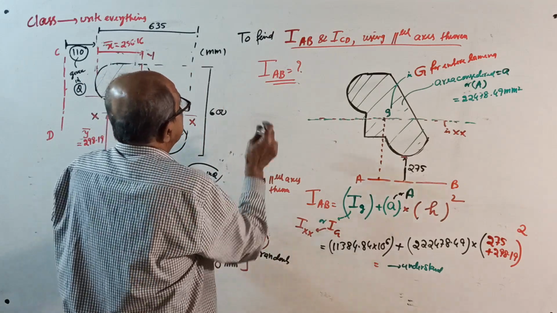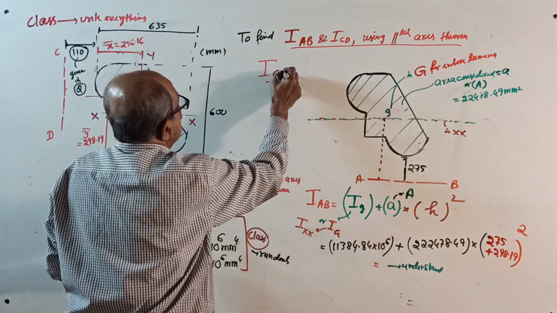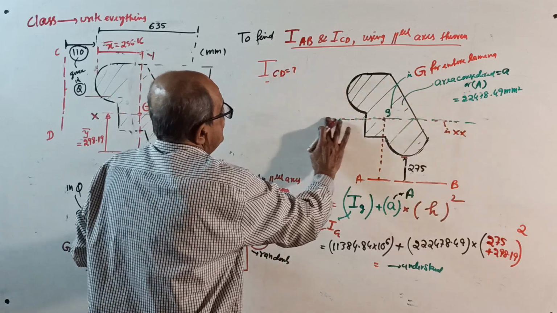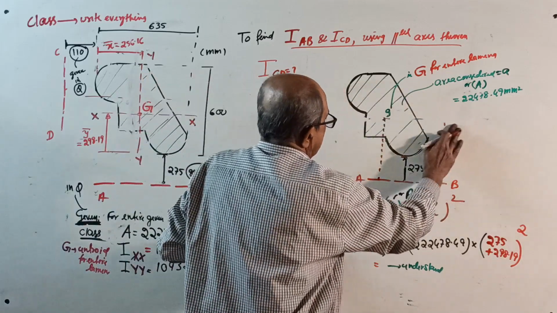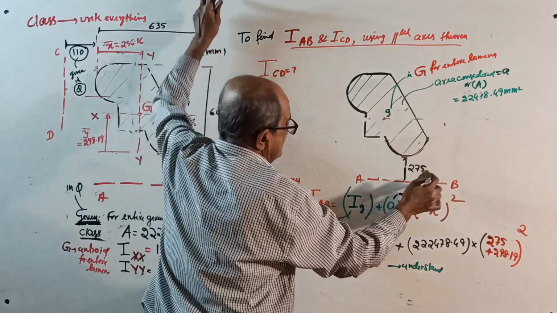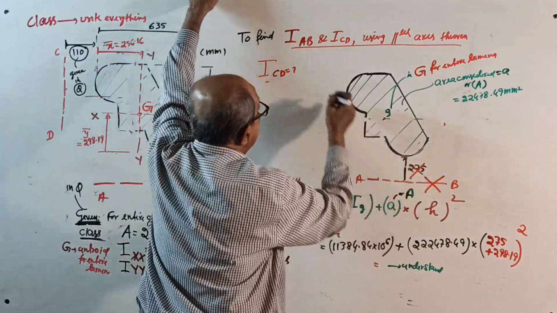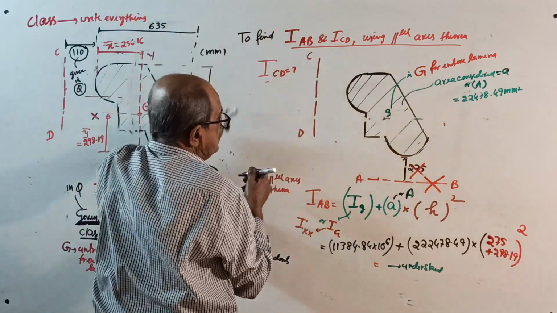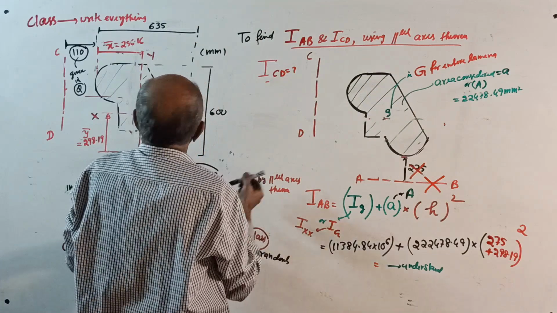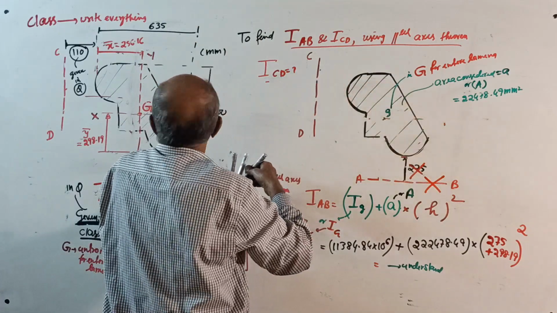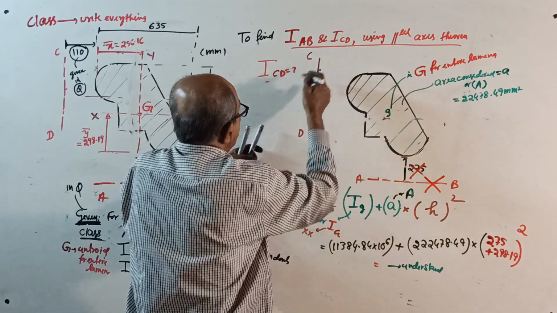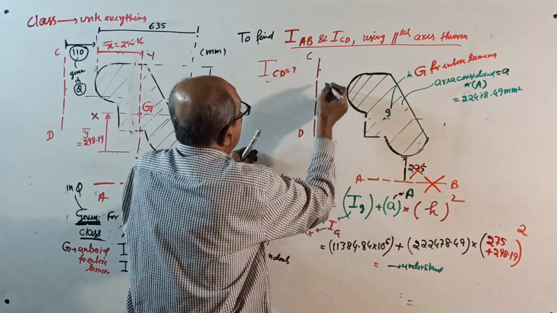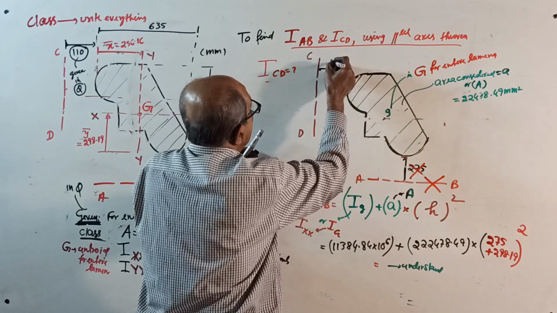Same way, if you want ICD, I don't have to explain much. Draw CD here and remove AB. CD is here. They told in the question that from CD to the extreme edge here is 110, given in the question. This is 110 up to here.